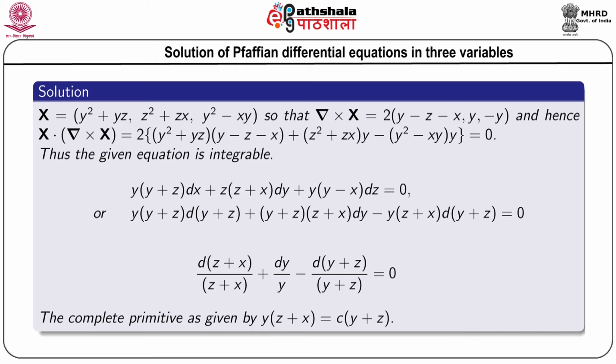Now, if we look at the equation, it can be written in this form: d of (z plus x) by (z plus x), plus dy by y, minus d of (y plus z) by (y plus z), equals 0. So, after integrating, we get the integral of the given equation like this: y into (z plus x) equals c into (y plus z), where c is the arbitrary constant.